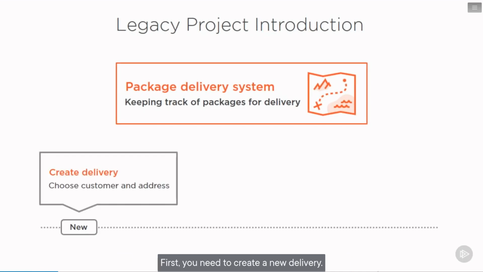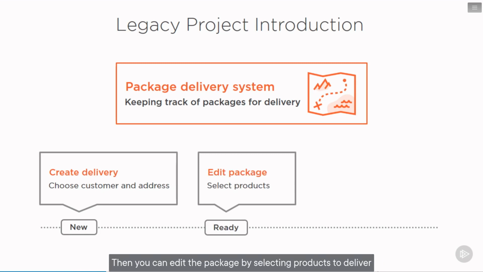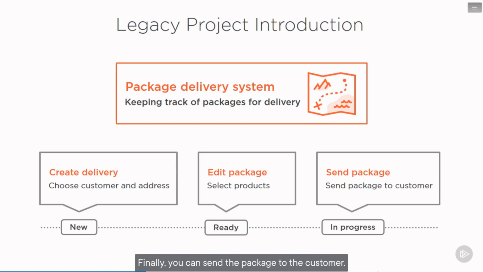First, you need to create a new delivery. Here, you choose a customer and specify the destination address. After you do that, the delivery is created and remains in status new. Then you can edit the package by selecting products to deliver and calculating the estimated cost of delivery. This will bring the delivery in the ready status. Finally, you can send the package to the customer. This will change the status of the package to in progress.